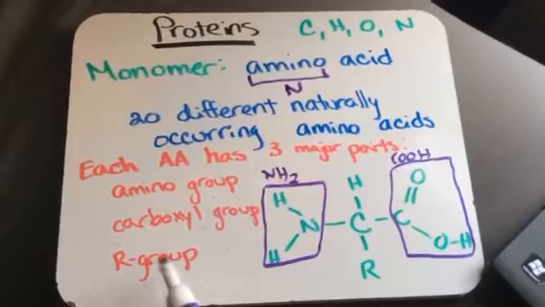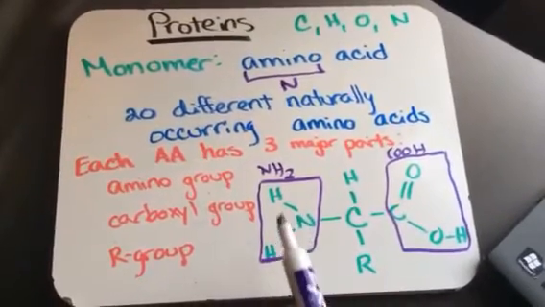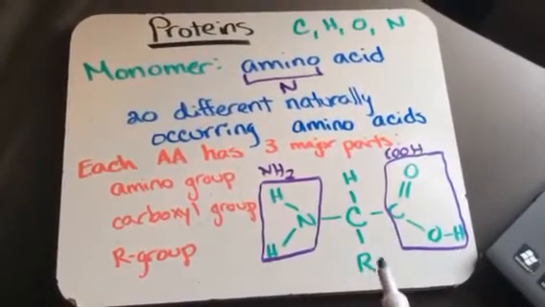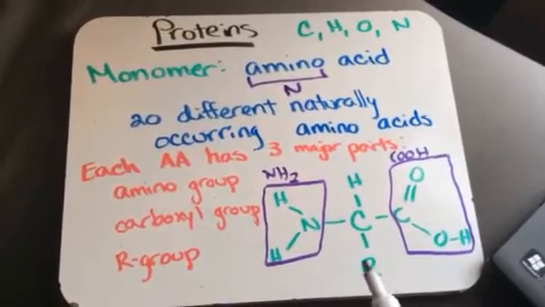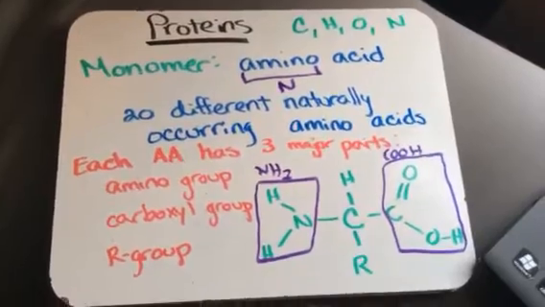And the third is the R group. Now, all 20 amino acids have this amino group and the carboxyl group, and all 20 amino acids have an R group, but they each have a different R group. This is what changes from one amino acid to the other.